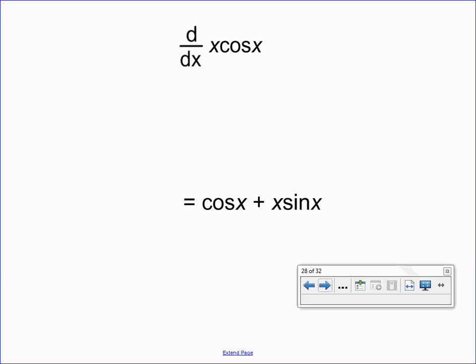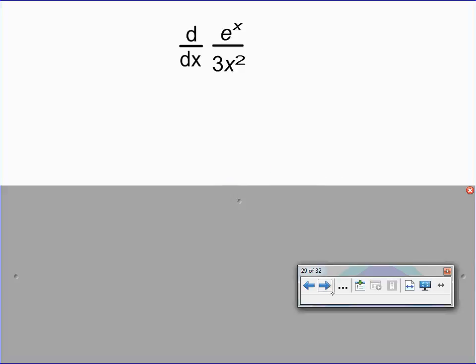Yeah. So the derivative of the first would be 1 times the second, which would be cosine of x, plus the first, x, times the derivative of the second, and cosine differentiates to opposite sine of x. Nice job, plus 20. Good job, absolutely.